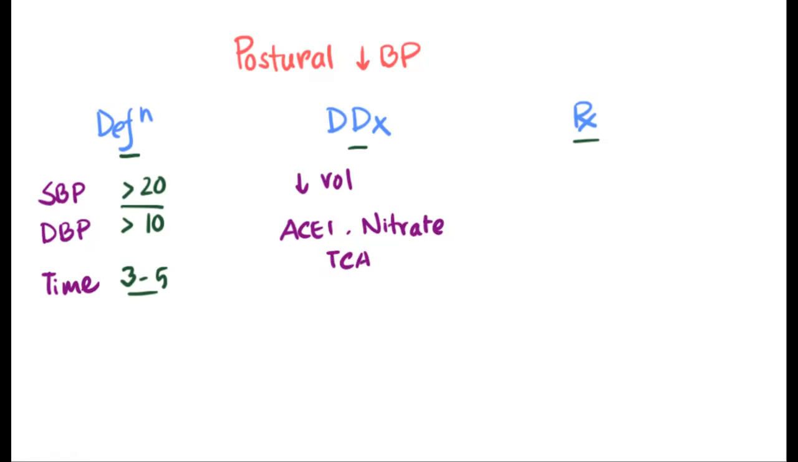There are some diseases that cause autonomic neuropathy, such as diabetes mellitus, Parkinson's disease. They can also cause postural hypotension.